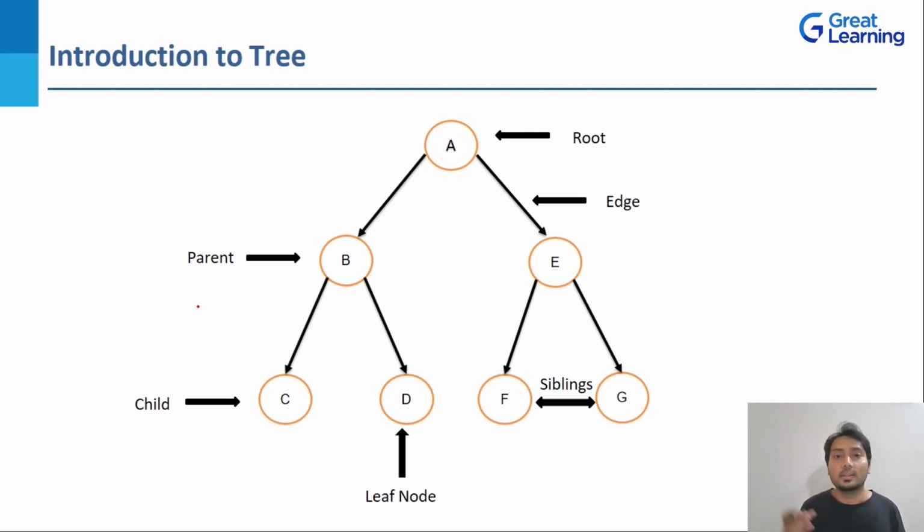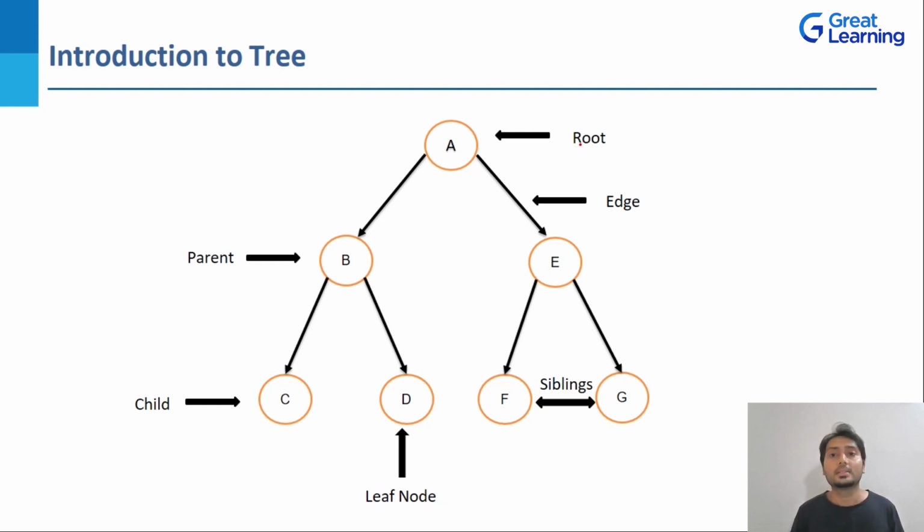Now consider the real-world tree, the one which you see outside. There the root sits at the bottom, correct? And then you have the branches and the leaves, right? Now just turn the real-world tree upside down so that the root comes at the top. That is what your logical tree looks like. So here the root sits at the top. Let's start with this example.